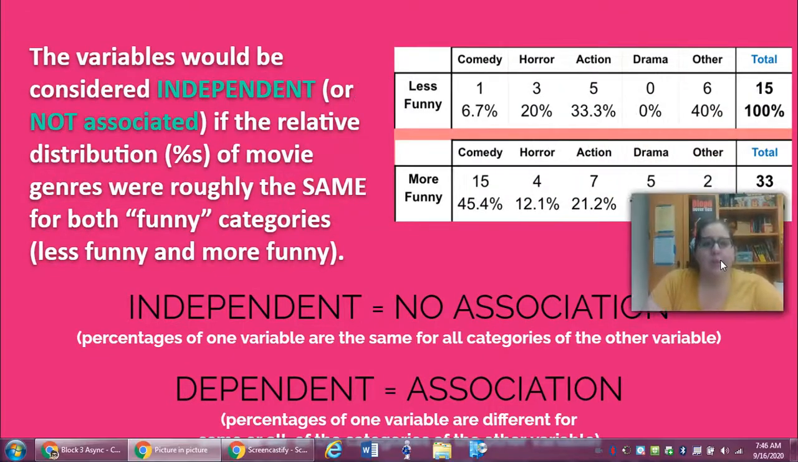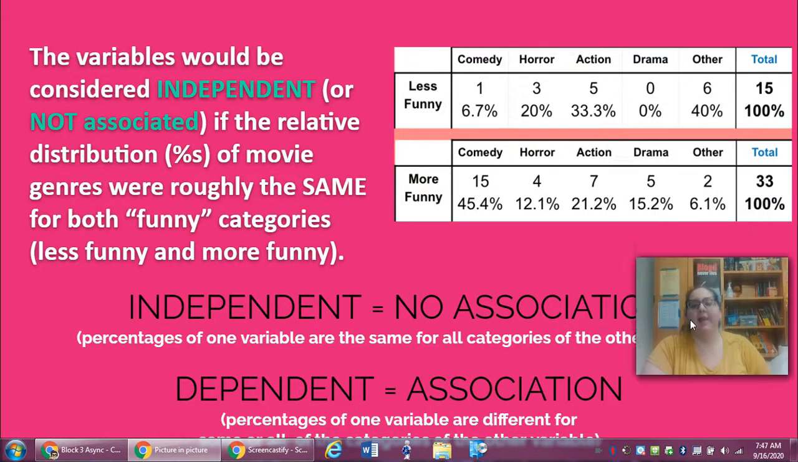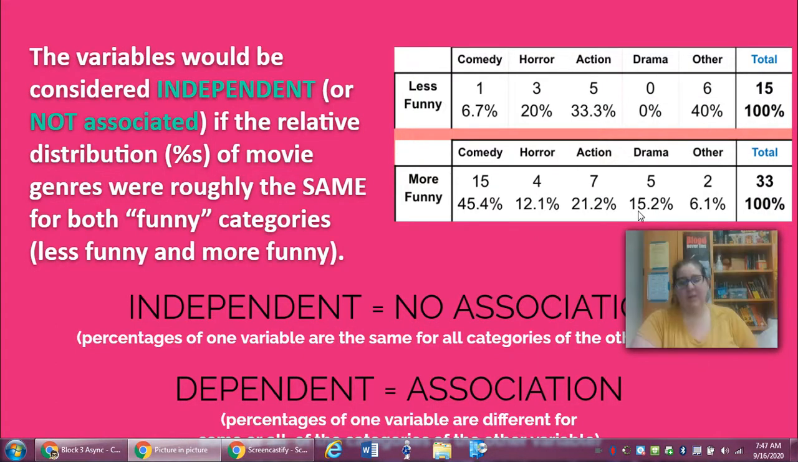Okay. The variables would be considered independent, or not associated, if the relative percentage distribution, or the percentages of movie genres, were roughly the same for both funny categories. So if we saw about the same percentage of less funny and more funny people liked comedy and horror and action and drama and other, if those percentages were the same for both groups in every single movie genre, then I could say that there doesn't seem to be an association, because that would basically mean it doesn't matter how funny you are, you're going to like the same types of movies regardless, or like the percentages are the same.